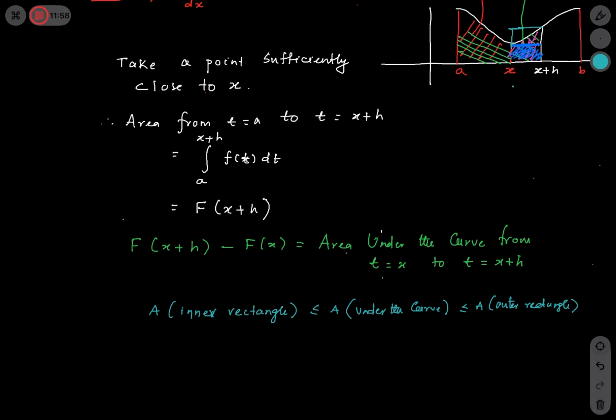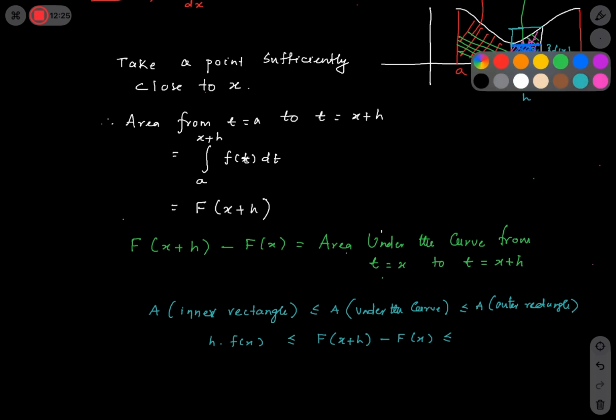Now for the inner rectangle, the length is h and f(x) is the breadth. So the area will be h times f(x), which is less than or equal to the area under the curve, F(x plus h) minus F(x), which is less than or equal to the outer rectangle area. The outer rectangle area will be how much? If you look at the diagram again, this length is h, and the height is f(x plus h). So this is equal to h times f(x plus h).